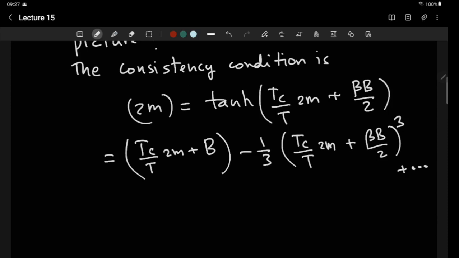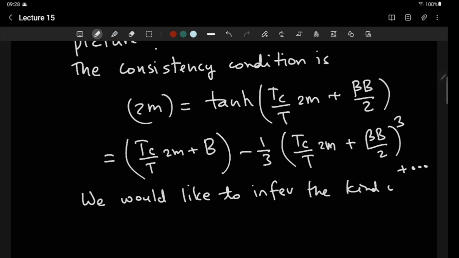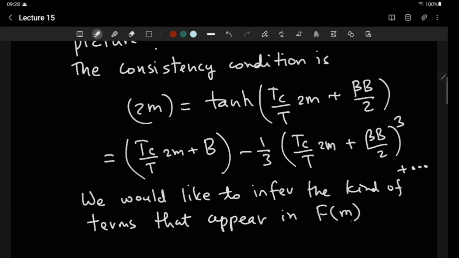Okay. Is this clear? This is just a power series. So the idea is that what we would like to infer are the kinds of changes, the kinds of terms that appear in f of x due to b.